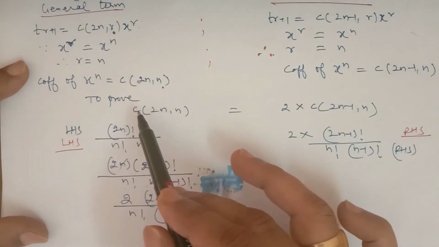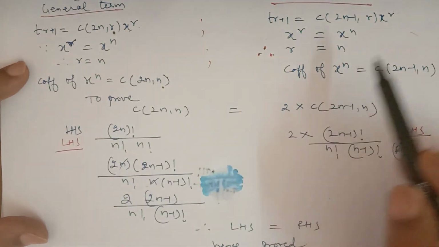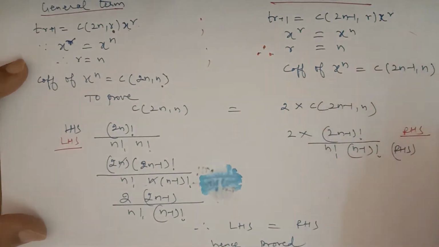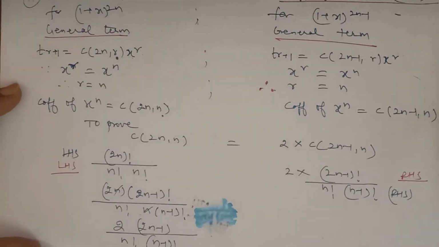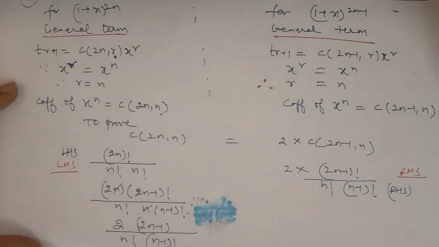Coefficient of x to the power n of this binomial expansion is equal to twice the coefficient of x to the power n of this binomial expansion. So they are equal to each other. So this is question number 11 of the second exercise.